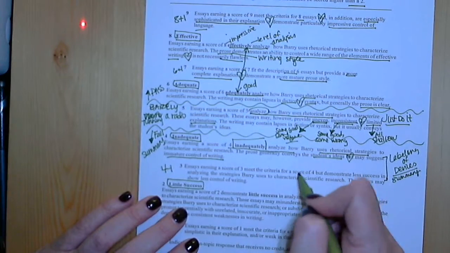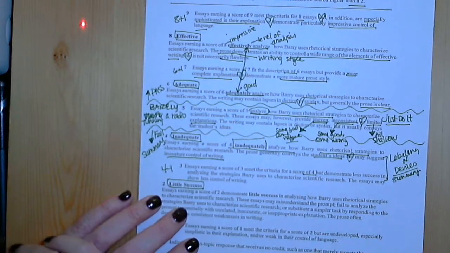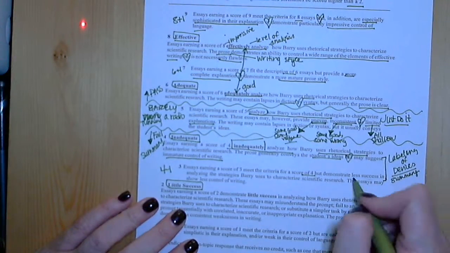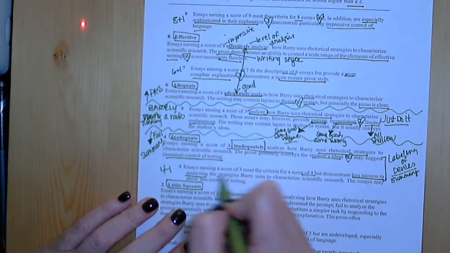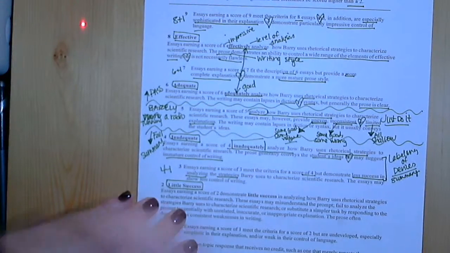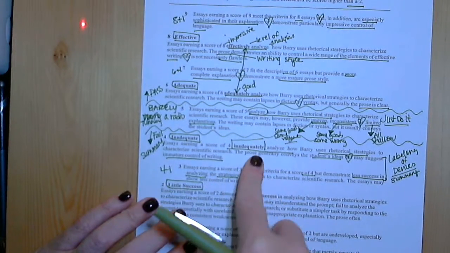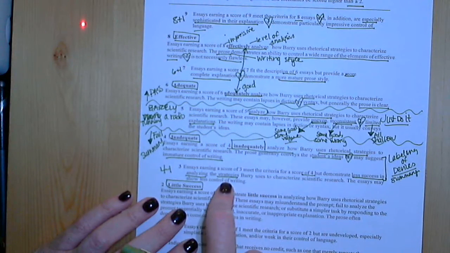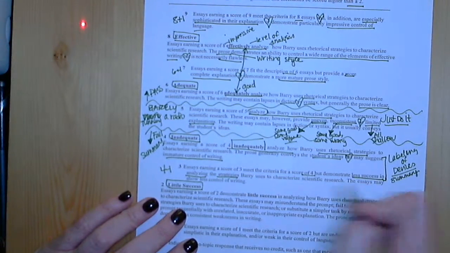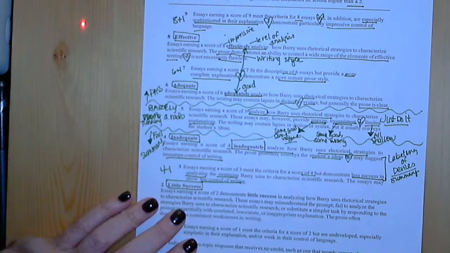So the 3 has everything that the 4 does, but less success in analyzing the strategies. So these weren't successful really at all. They may have pointed them out, either pointed them out incorrectly, right? Or just kind of started putting evidence in and didn't really say anything about it. Okay? They also show less control of writing.